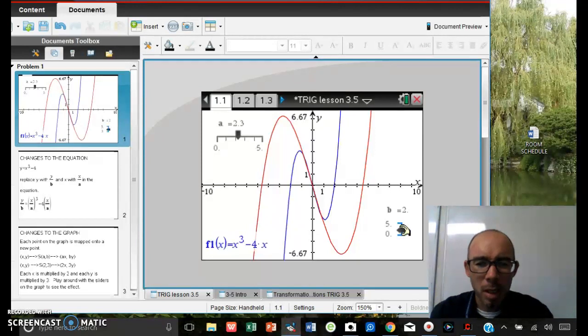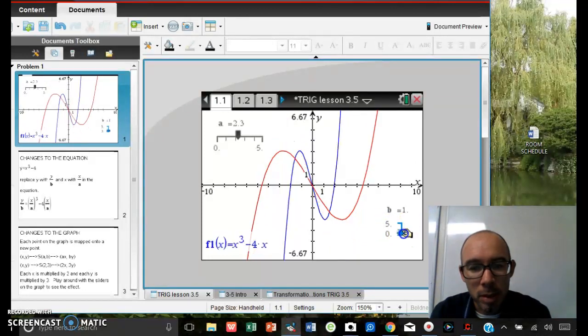And you should probably write that down, that when B changes in the equation, it has the same effect you would expect it to have in a graph, that if B is big, then the graph goes up high. And if B is small, the graph doesn't go up as high.